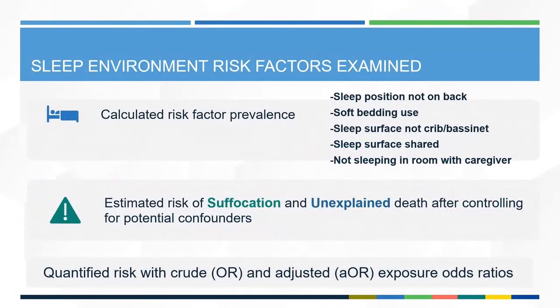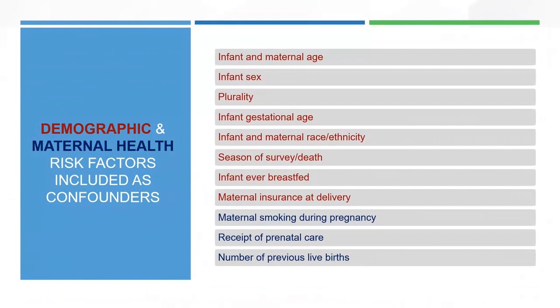We calculated prevalence for 5 primary exposures, being sleep position not on back, soft bedding use, sleep surface type other than a crib or bassinet, sleep surface sharing, and not sharing a room with a caregiver during sleep. We estimated risk by calculating exposure odds ratios for both outcomes, so that's suffocation and unexplained death, after controlling for potential confounders. The confounders that we included were those that were previously identified as risk factors for SIDS, including the demographic and maternal variables shown here.